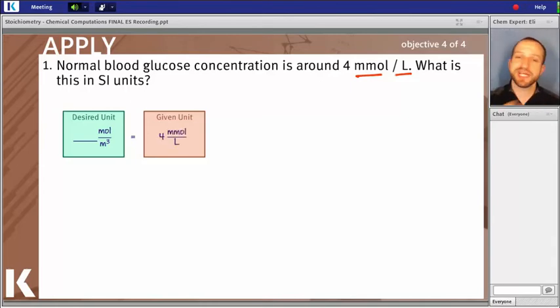Okay, well first up, I want to get rid of that milli term. And any milli is 1,000th. So it must be milli of a mole, so 1 mole per 1,000 millimoles. Good so far.